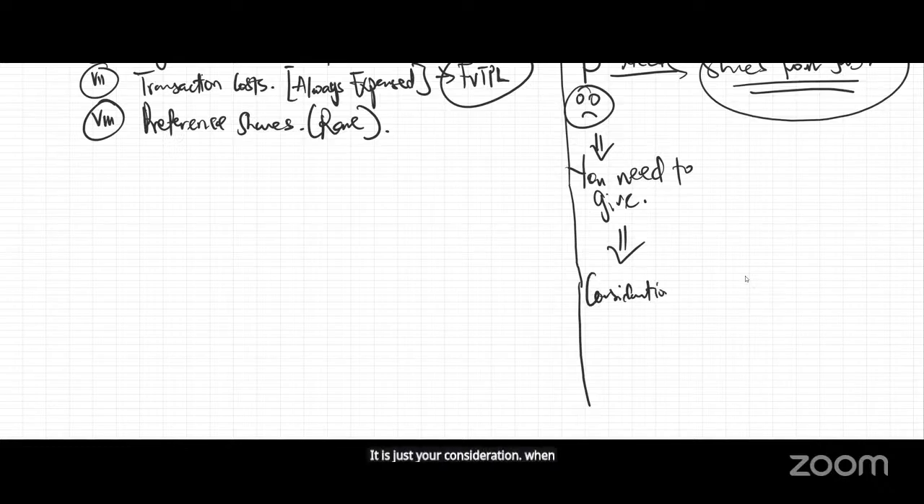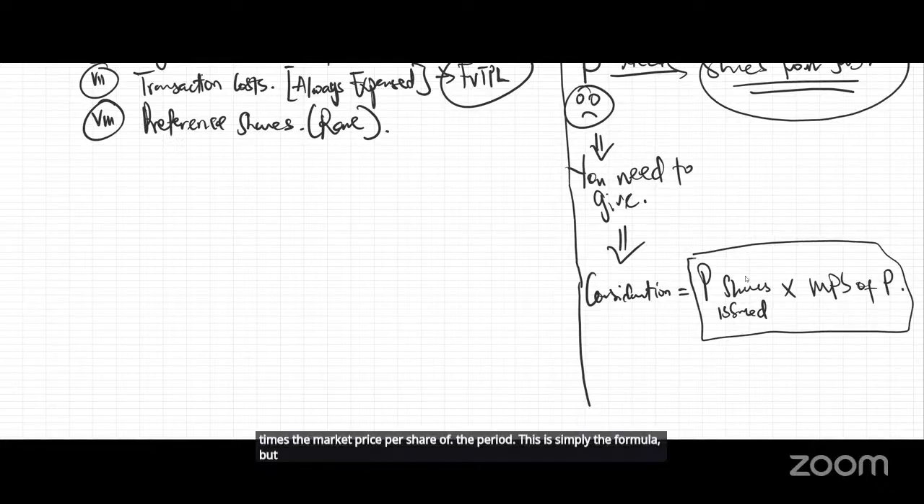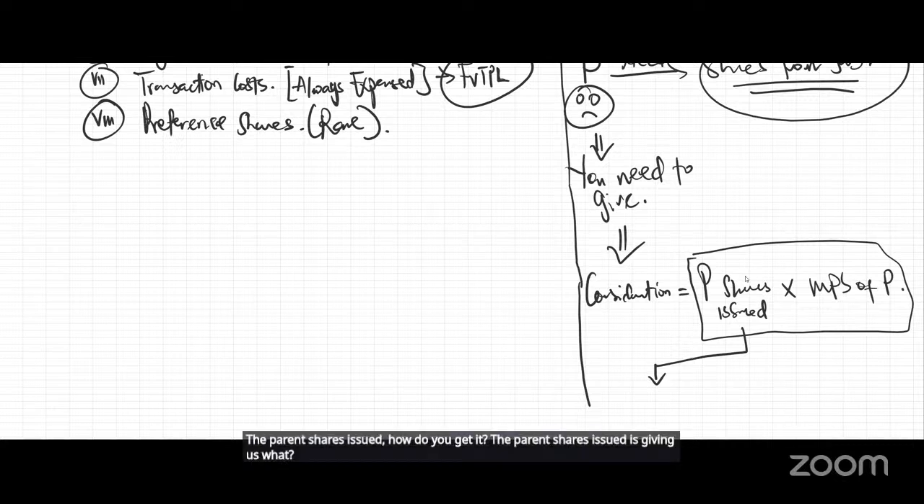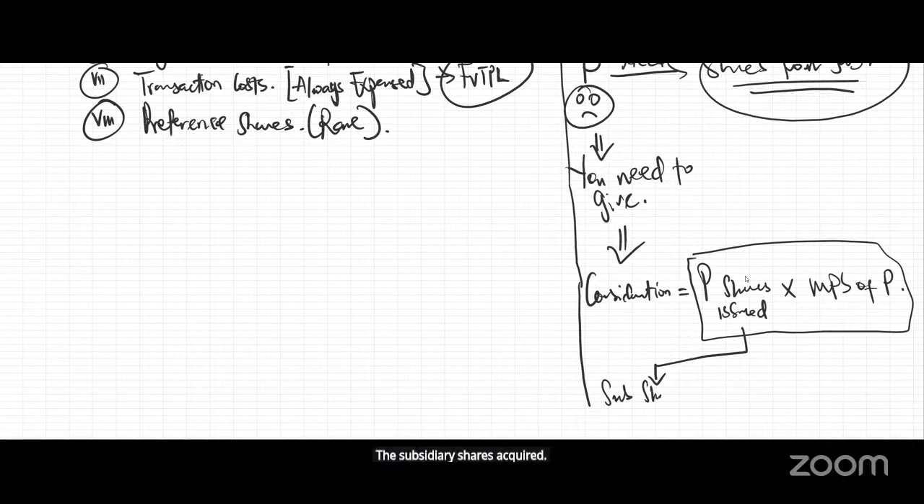So we are saying that your consideration when it comes to share exchange is simply the parent shares offered, or the parent shares issued, times the market price per share of the parent. This is simply the formula, but it can be extended. The parent shares issued, how do you get it? It is given by the subsidiary shares acquired. How many subsidiary shares were acquired? If you want to convert subsidiary shares acquired to parent shares issued, you just take the subsidiary shares that were acquired and multiply by the share exchange ratio.